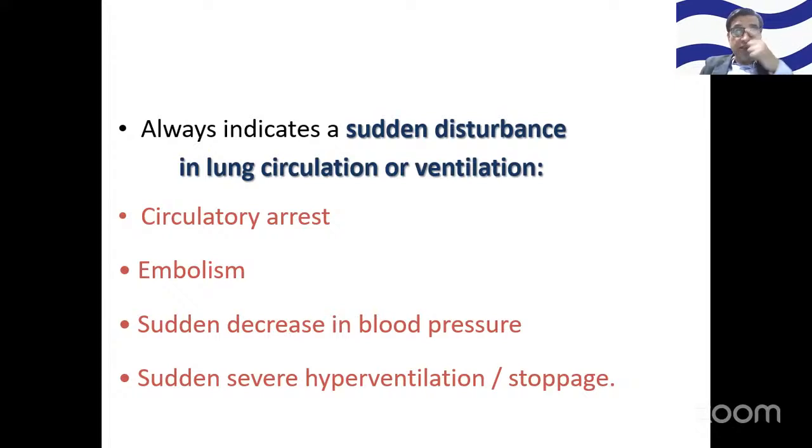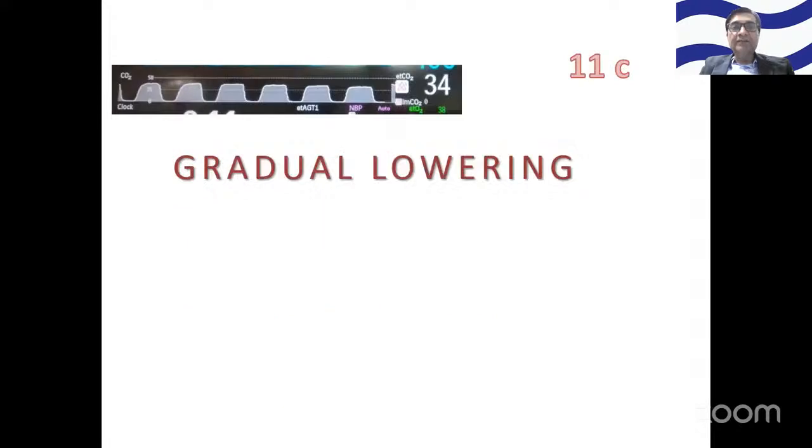So this can happen in an ICU also, where you have an acidotic patient, maybe liver cirrhosis, diabetic ketoacidosis, or any kind of acidotic patients, renal dysfunction patients. So they are breathing quite acidotically, and then suddenly stoppage of breathing. So this is a sudden disturbance in lung circulation and ventilation, and this kind of waveform needs urgent attention. Your patient is at risk if you don't treat this patient in seconds, right?